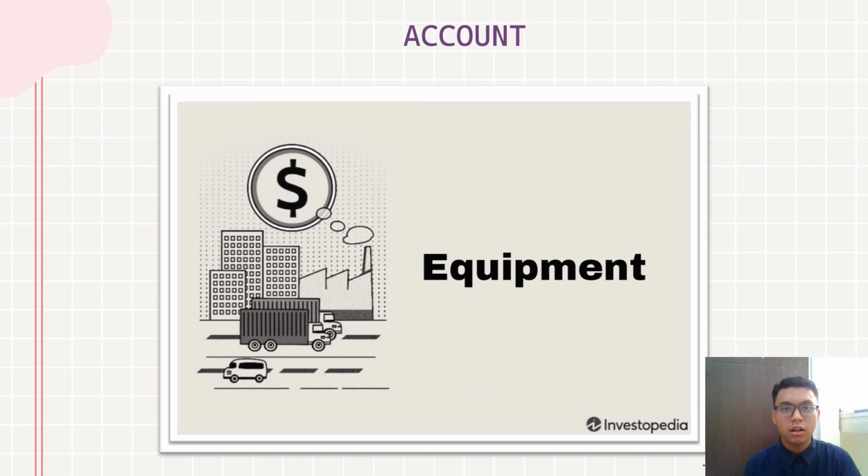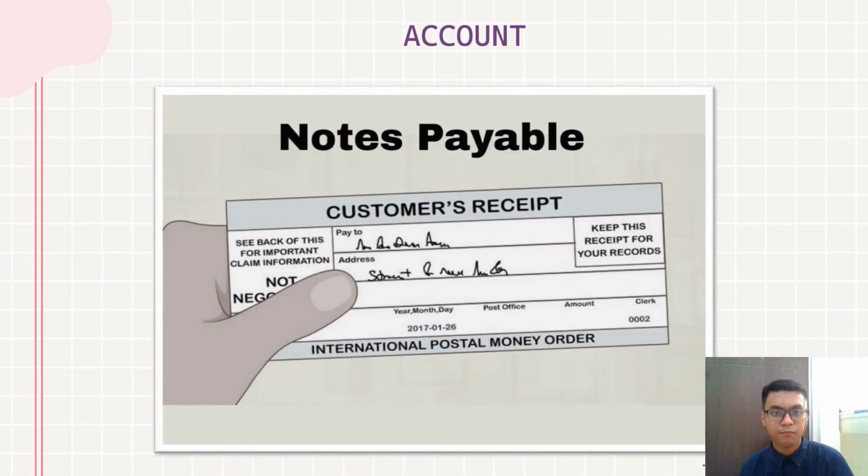Seventh, equipment. Long-term assets vital to business operation and the long-term financial health of a company. Equipment, machinery, buildings, and vehicles. Eighth, notes payable. Obtaining a specific amount of money from a lender and promising to pay it back with interest over a predetermined time period. Well, I've told you about the structure of the cash flow statement.